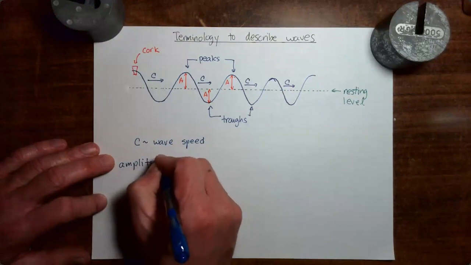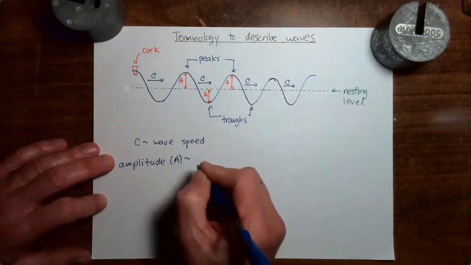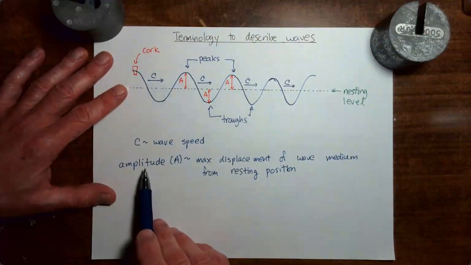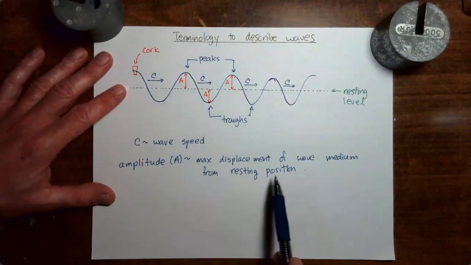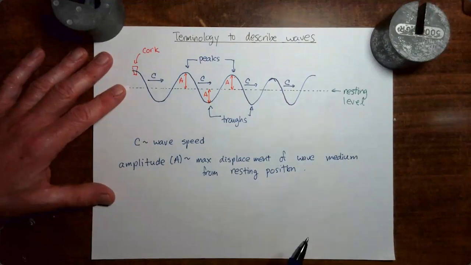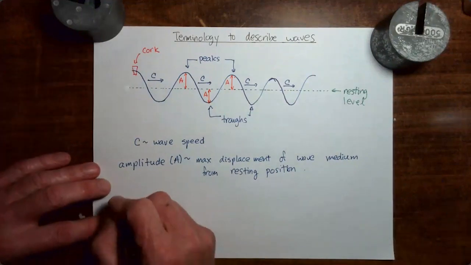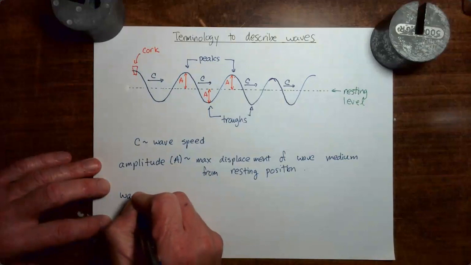So the symbol for amplitude is A. The amplitude refers to the maximum displacement of the wave medium from the resting position due to the passage of the wave. Next, we have the wavelength.